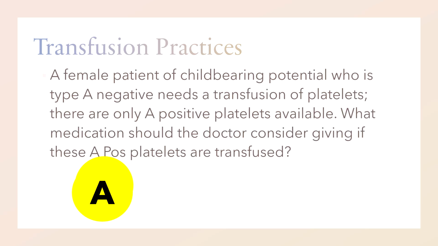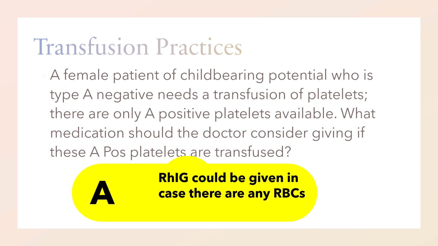A female patient of childbearing potential who is type A negative needs a transfusion of platelets. There are only A positive platelets available. What medication should the doctor consider giving if these A-positive platelets are transfused? RhIG could be given in case there are any red blood cells in the platelets.